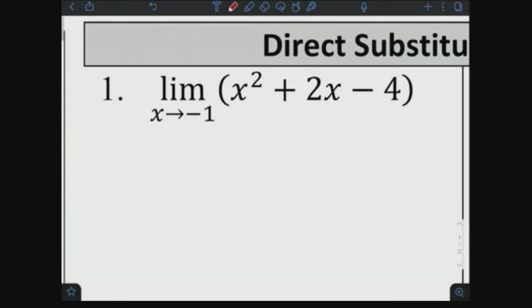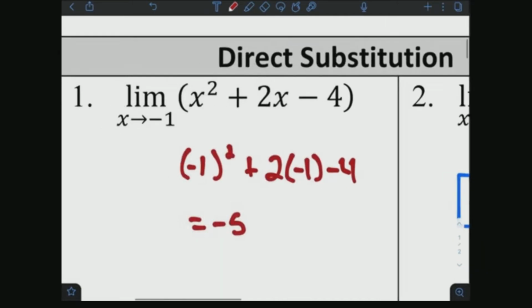Okay, so now we're going to be getting into solving them algebraically. This one's pretty simple: whatever x is approaching, you plug that in for x in the equation. So you just plug it in for x, and then you get -5.